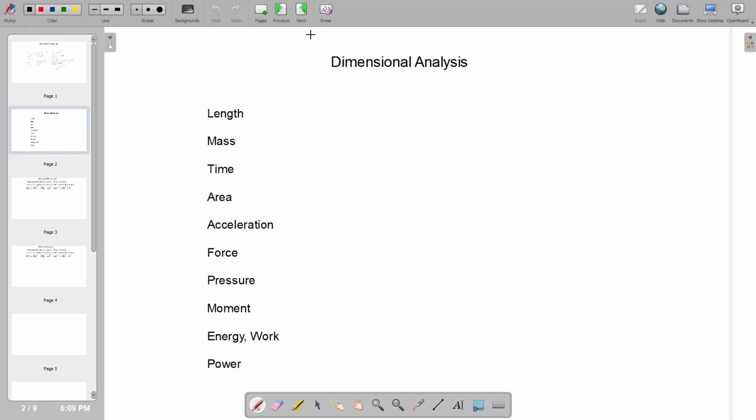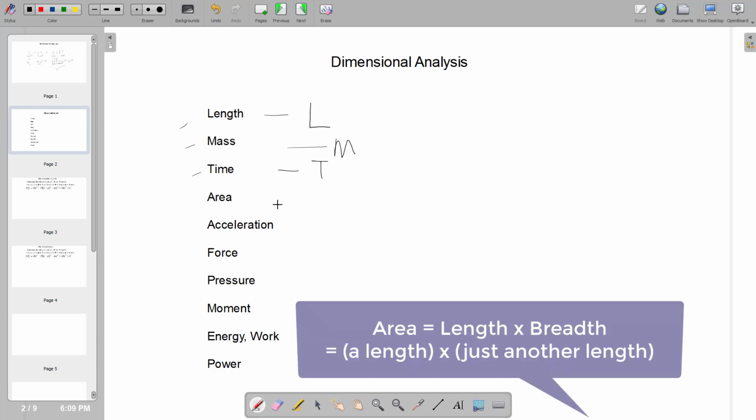All right. Next up, we try to check the dimensions of common quantities. These are all basic quantities. Length, meters, so let's have dimension L. Mass, M, and then time, T. Now area is some length times some other length, so it's going to be length times length. So we have L squared for area.